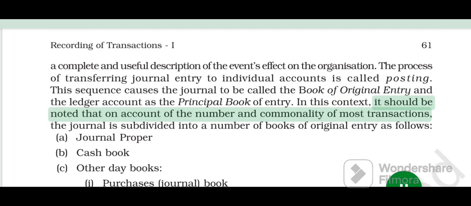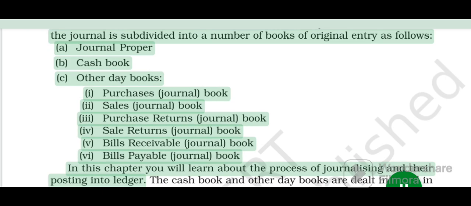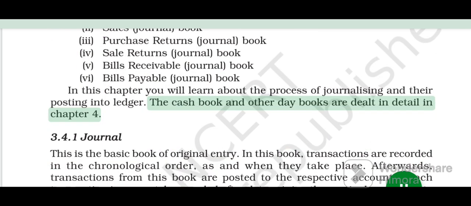In this context, it should be noted that on account of the number and commonality of most transactions, the journal is subdivided into a number of books of original entry as follows: A. Journal proper. B. Cash book. C. Other day books: I. Purchases journal book. II. Sales journal book. III. Purchase returns journal book. IV. Sale returns journal book. V. Bills receivable journal book. VI. Bills payable journal book. In this chapter you will learn about the process of journalizing and their posting into ledger. The cash book and other day books are dealt in detail in chapter 4.